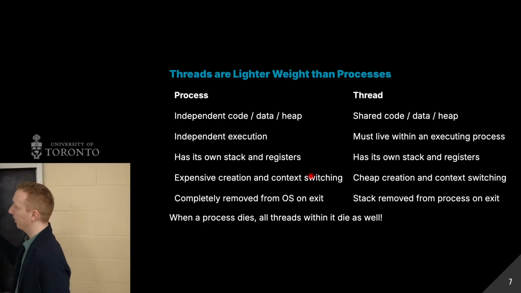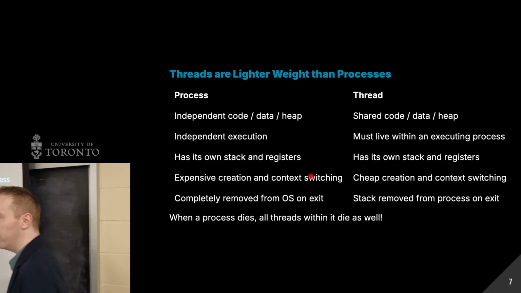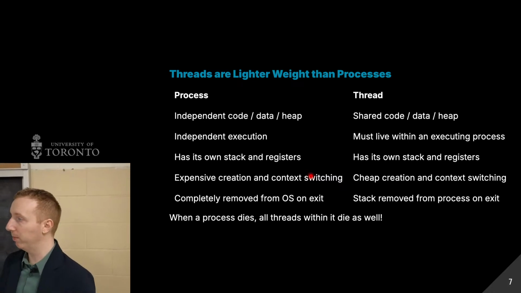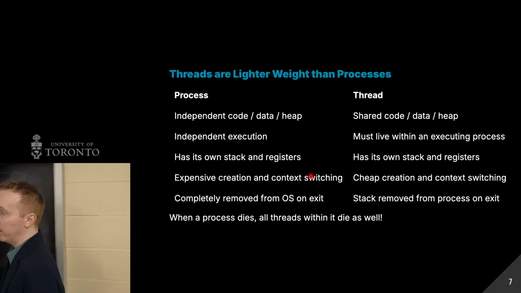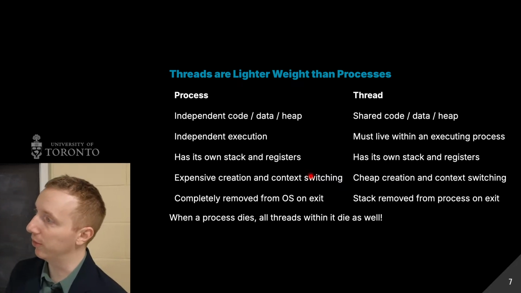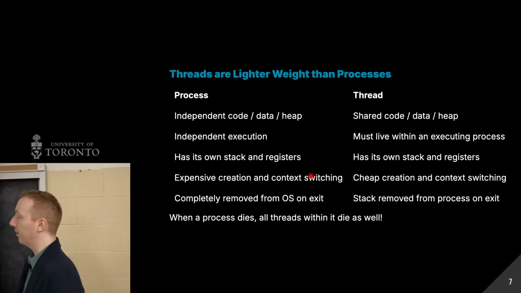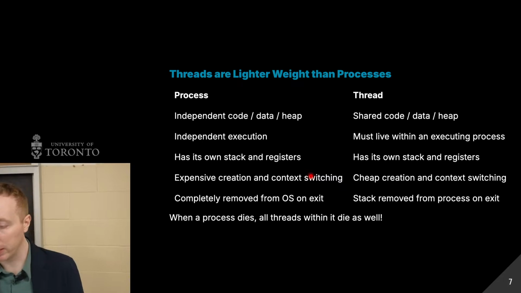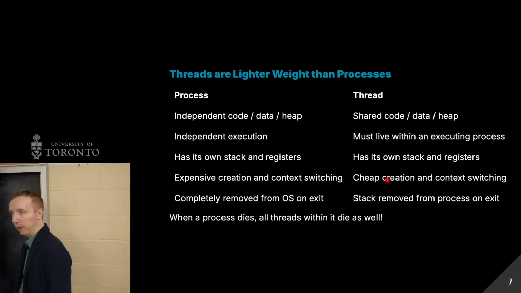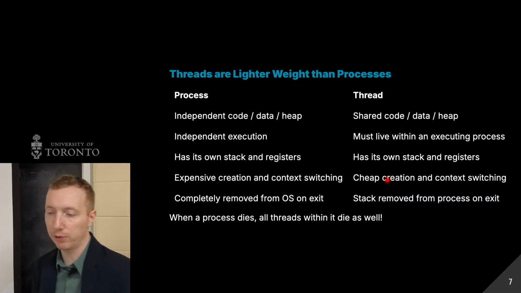For a process, it's more expensive to create and context switch them because, as you're learning from Lab 3, hopefully, you'd have to create a new virtual address space. You have to create a whole new set of page tables. You'd have to create a whole new set of file descriptor tables, everything like that. So obviously, it's going to be more expensive to create. While for threads, all you have to do is create a stack and a set of virtual registers.